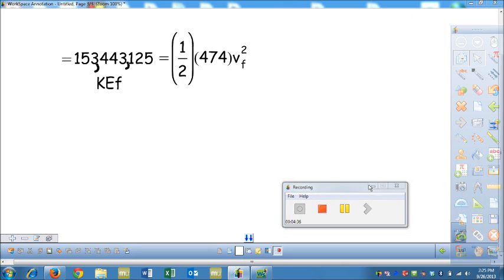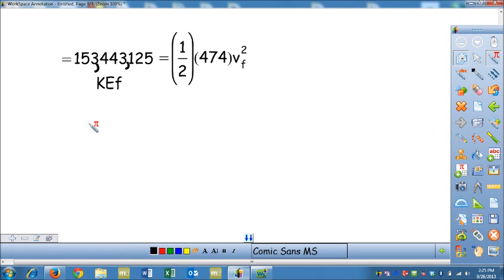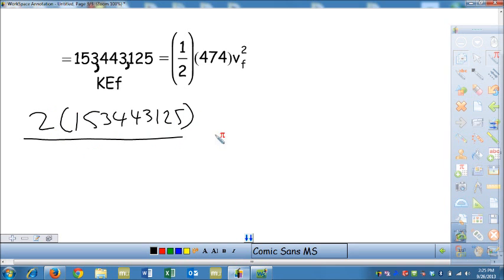Okay, we're back. So now if we want to solve for v, we've got to get this 1/2 and this 474 on the other side. So if we multiply by 2 and divide by 474, we should be all set. So in other words, if I take 1, 5, 3, 4, 4, 3, 1, 2, 5 times 2 divided by 474, that should equal the final squared.